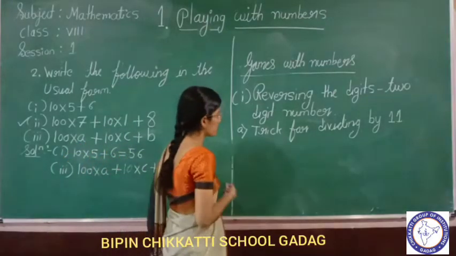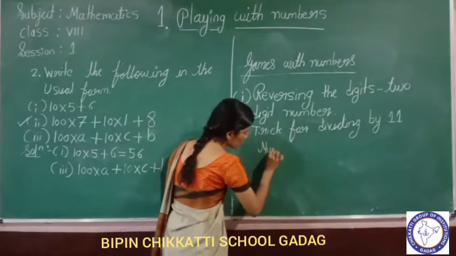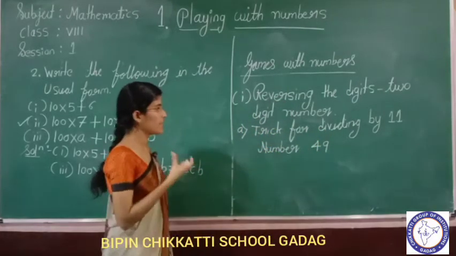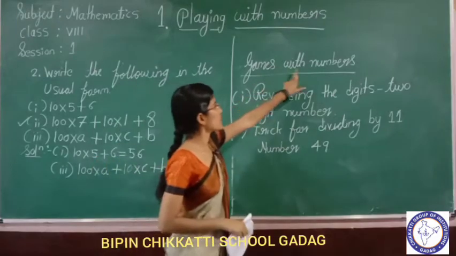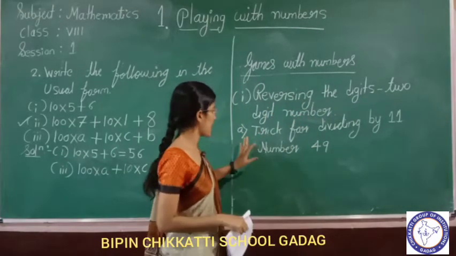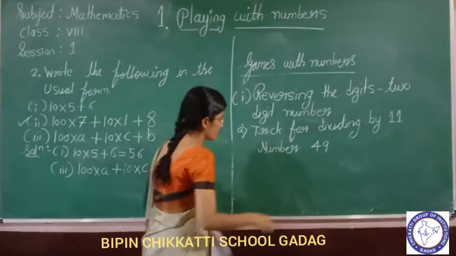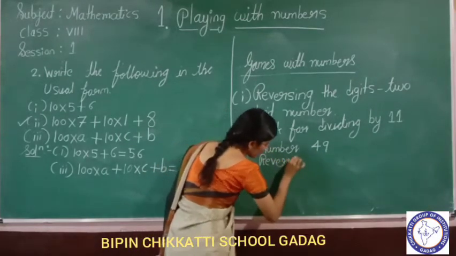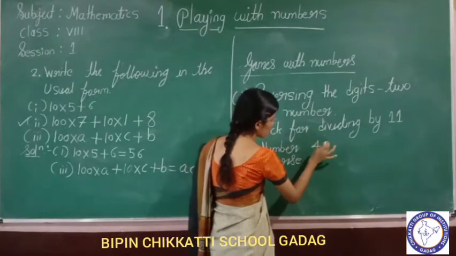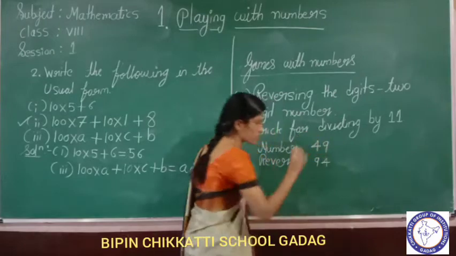Now see, students, take any 2-digit number. I will take 49. First, what are we doing? Reversing the digits of a 2-digit number in that trick for dividing by 11. Reverse the number. Reverse means the ones place digit will go to the tens place and the tens place digit will come to the ones place. It will become 94.